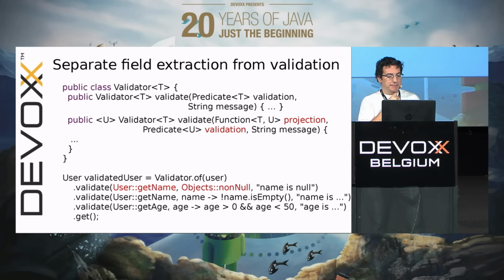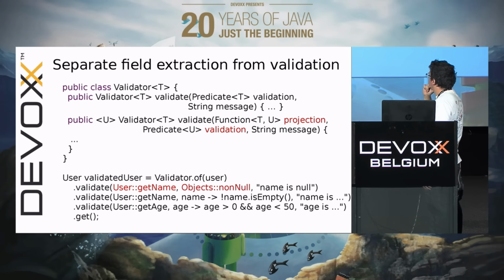0 and 50. Okay? To separate. The last one is not that great. I mean, first it's unreadable, because you have the arrow and the... but okay, it's the Java syntax.